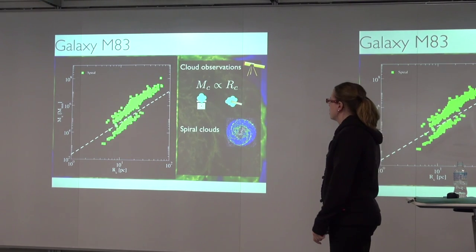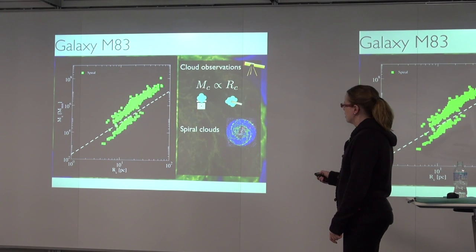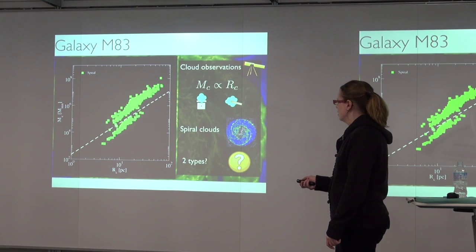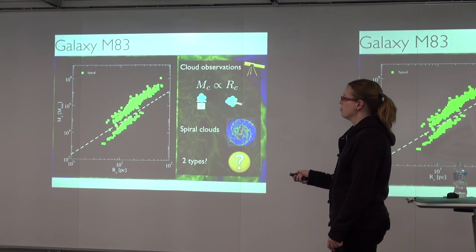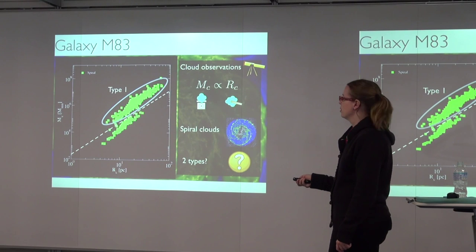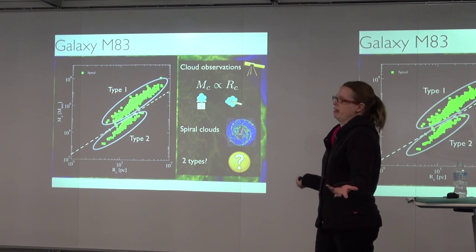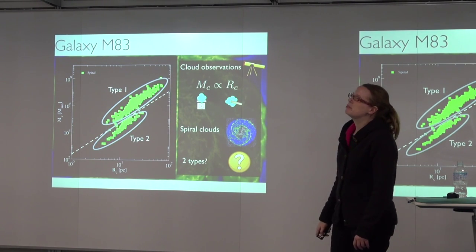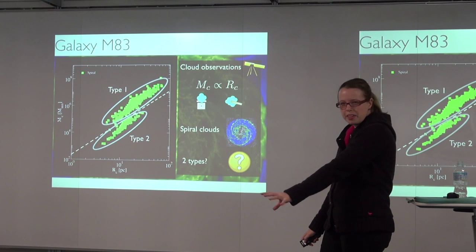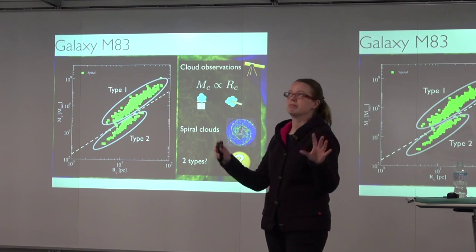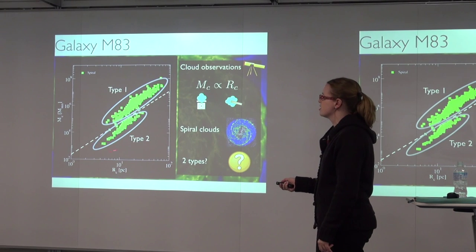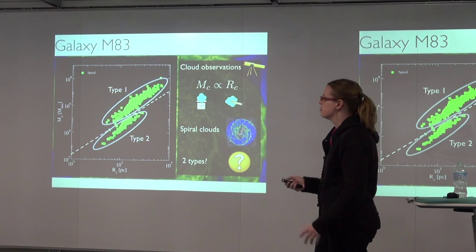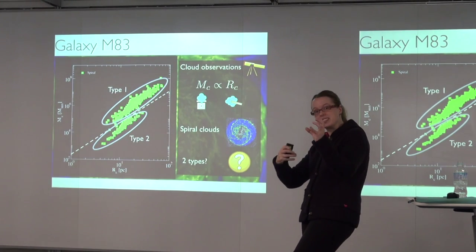So let's move on and look at the spiral clouds. So these are the guys that are lurking in this arm region here. And here, the two types are even more strongly marked than before. There's a top group, and there's this bottom group. And this was very confusing, because before, maybe it was just a few points down there. I could ignore them, experimental error. But here, no, there's a serious collection of clouds down here, and a serious collection of clouds up here. It's very hard to ignore the fact that there's a split.